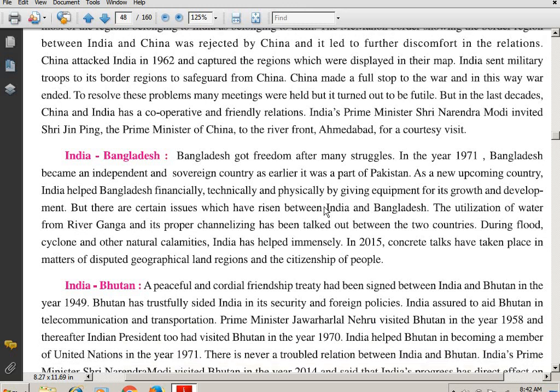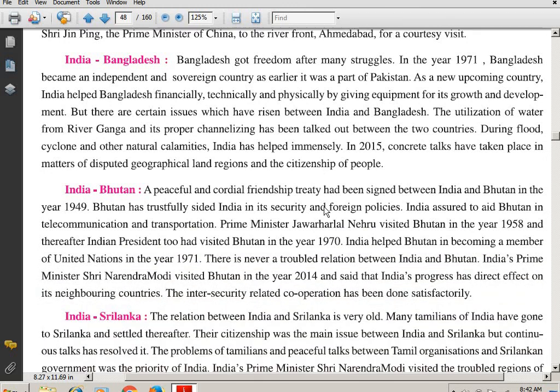Now let's see India and Bangladesh. How is the relation between India and Bangladesh? Bangladesh got freedom after many struggles. In the year 1971, Bangladesh became an independent and sovereign country, as earlier it was a part of Pakistan. So see students, Bangladesh also had a struggle, just as India and Pakistan had a struggle. Bangladesh was a part of Pakistan, and in 1971 Bangladesh got its independence.